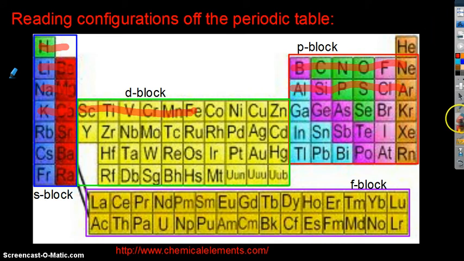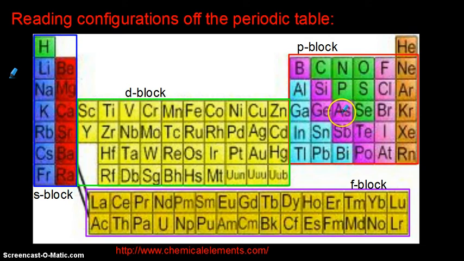Let's look at one more. Let's see here. Get the spray bottle, clean your stuff off. All right, let's do arsenic. So again, to get to arsenic, I go 1s2, 2s2, 2p1, 2, 3, 4, 5, 6. I won't count them all next time.